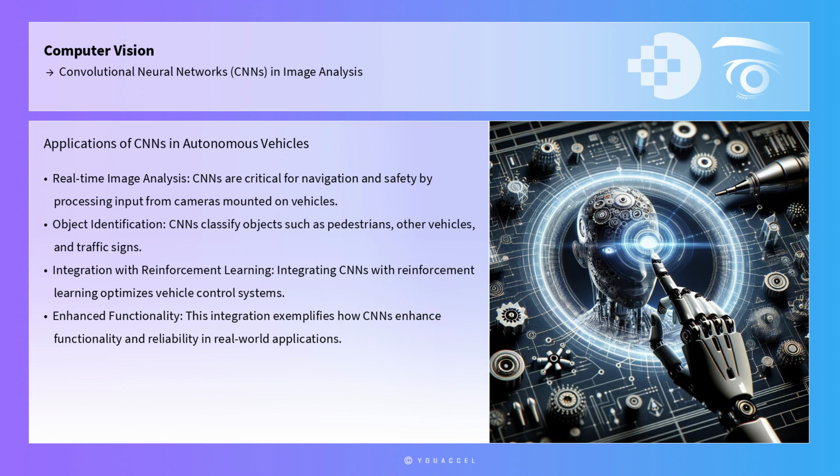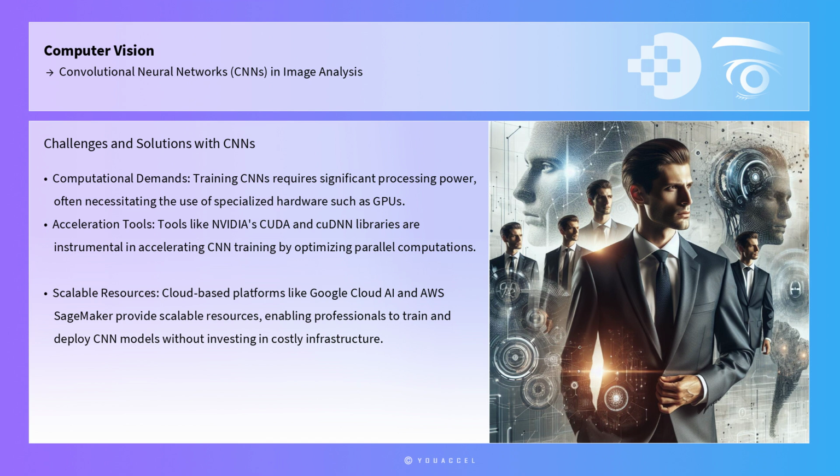While CNNs offer powerful solutions, they also present challenges, particularly in terms of computational demands and interpretability. Training CNNs requires significant processing power, often necessitating the use of specialized hardware such as GPUs. Tools like NVIDIA's CUDA and cuDNN libraries are instrumental in accelerating CNN training by optimizing parallel computations. Additionally, cloud-based platforms like Google Cloud AI and AWS SageMaker provide scalable resources, enabling professionals to train and deploy CNN models without investing in costly infrastructure.